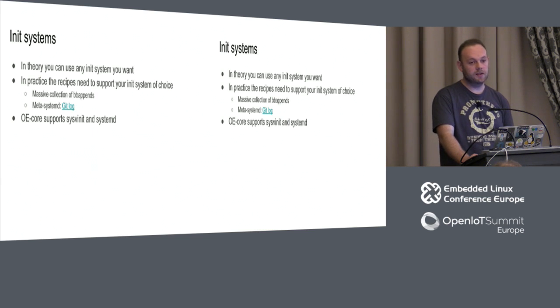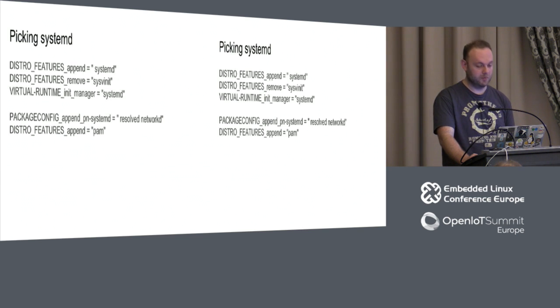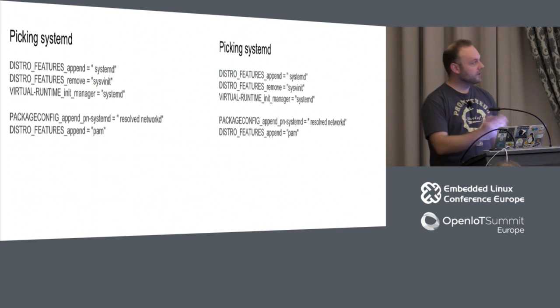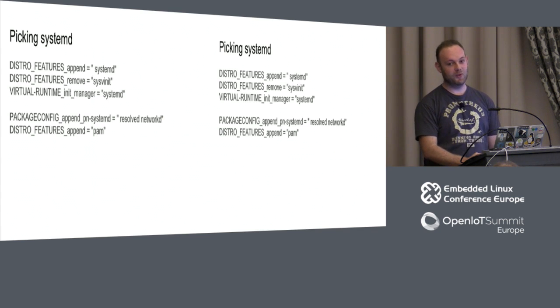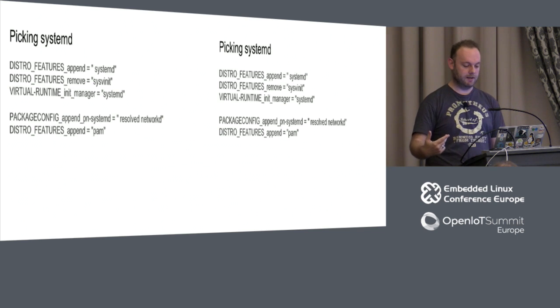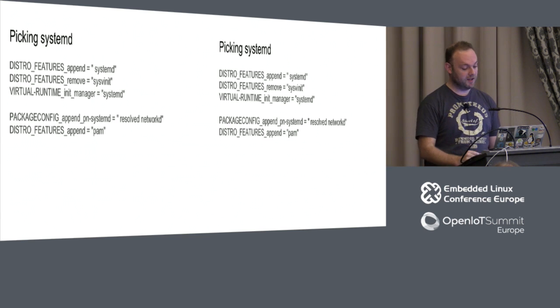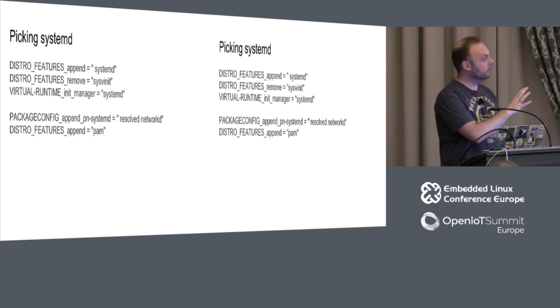The default is sysvinit, and to select systemd, it's sadly not a one-time thing. So you have to add systemd to your distro features, then you have to remove sysvinit from distro features, then you have to give a hint to all the image recipes that you want systemd, and once you've done that, you notice that it doesn't really do a lot. So then you have to change the systemd package config to add resolved and networkd, and then you notice that it still doesn't really work, and then you have to add PAM to your distro features.